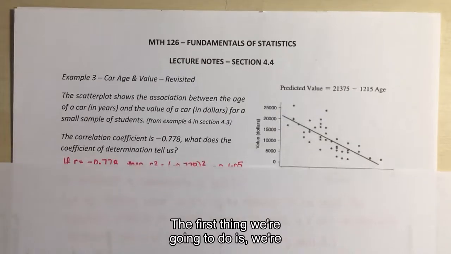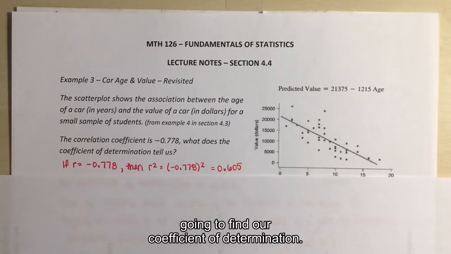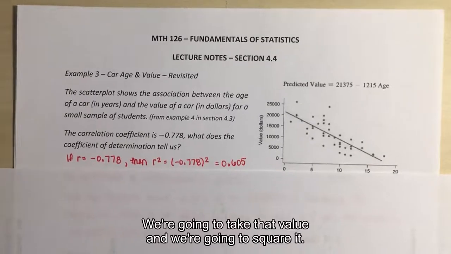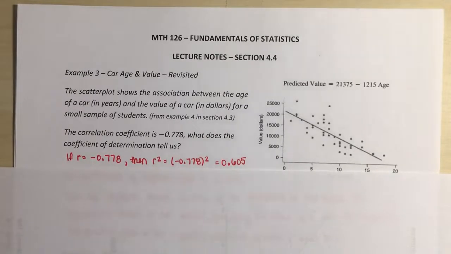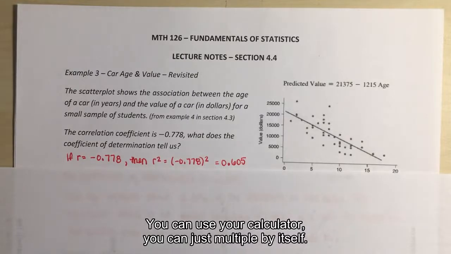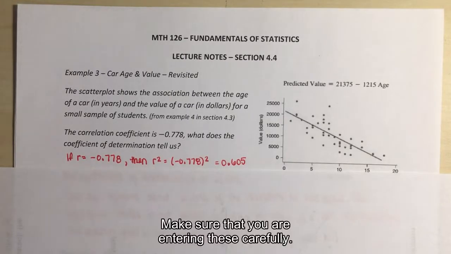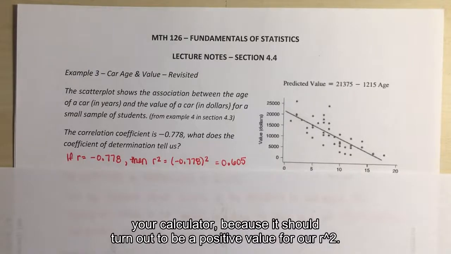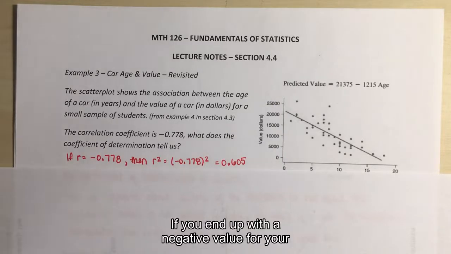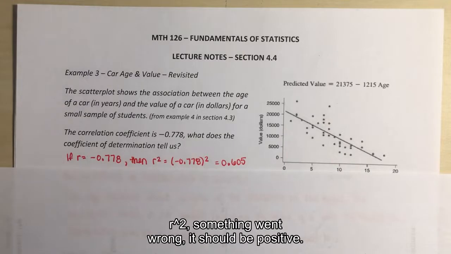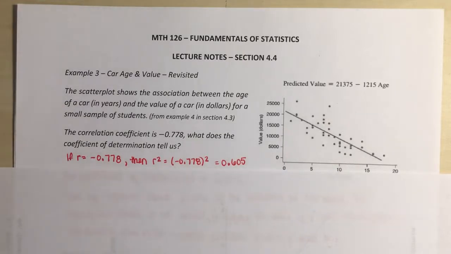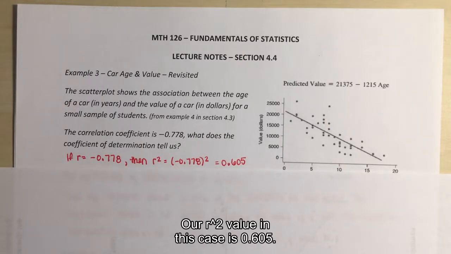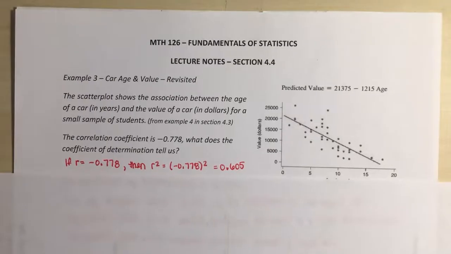What does the coefficient of determination tell us? Well, the first thing we're going to do is find our coefficient of determination. We're going to take that value and square it. You can use your calculator, or just multiply it by itself. Make sure that you are entering these carefully. If you have a negative, put it in parentheses on your calculator, because it should turn out to be a positive value for our r squared. If you end up with a negative value for your r squared, something went wrong. It should be positive. So our r squared value in this case is 0.605.